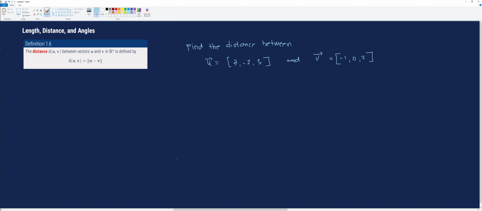Let's check if you know how to solve for the distance between two vectors. You may pause the video and answer the following. Find the distance between vector u and vector v.